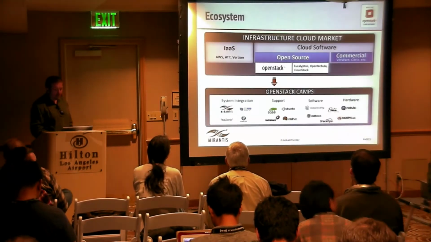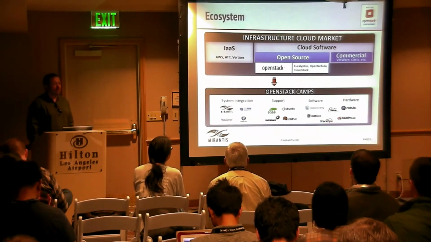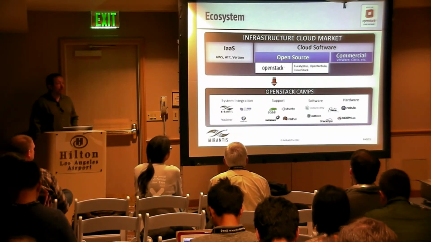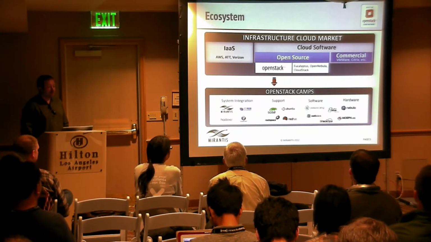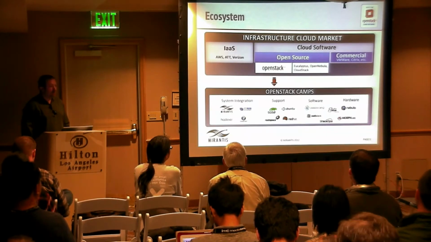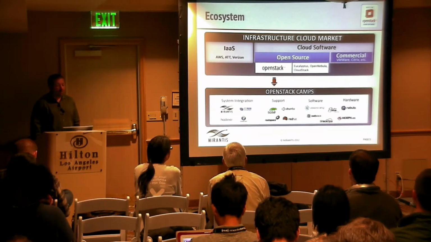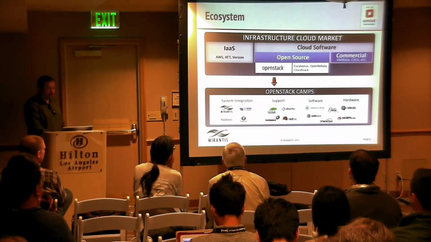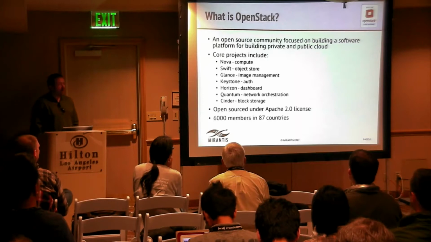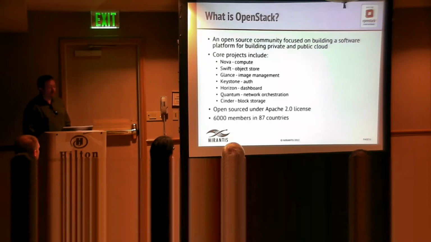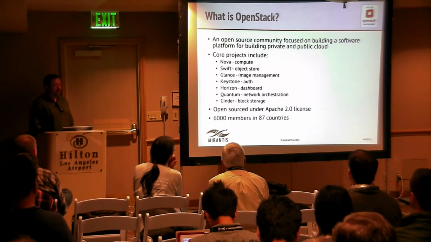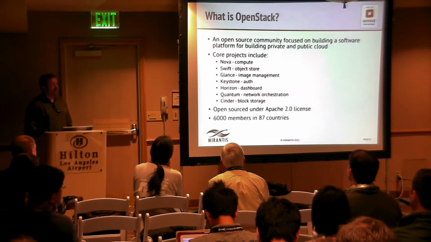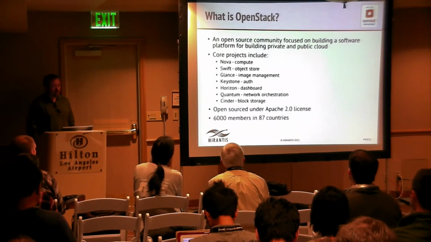Okay, so OpenStack. OpenStack is open source software. It's designed to provide you the ability to build your own IaaS, comparative to Amazon Web Services and others. OpenStack is supported by a broad range of companies, and right now it has about 6,000 members in 87 different countries. It is distributed under Apache 2.0 license, and it has a large number of sub-projects that deliver various functionalities.